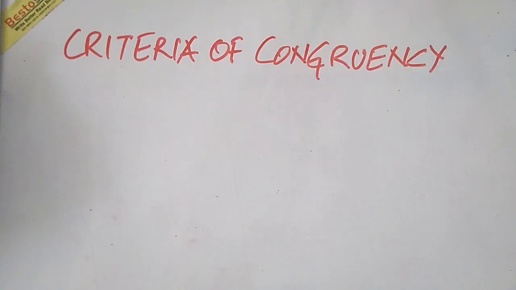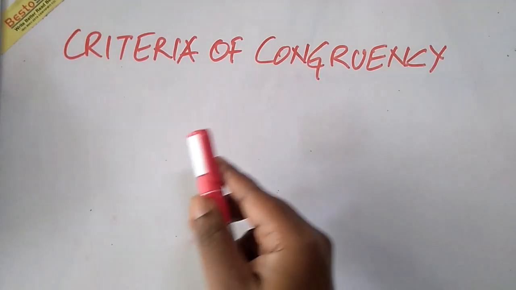Students, we are learning geometry and we're seeing the first chapter, that is triangles. And in the class I've explained to you the basics about the triangle, their sides, the angles, medians, attributes. We have already learned about that. And today we'll be seeing criteria of congruency.